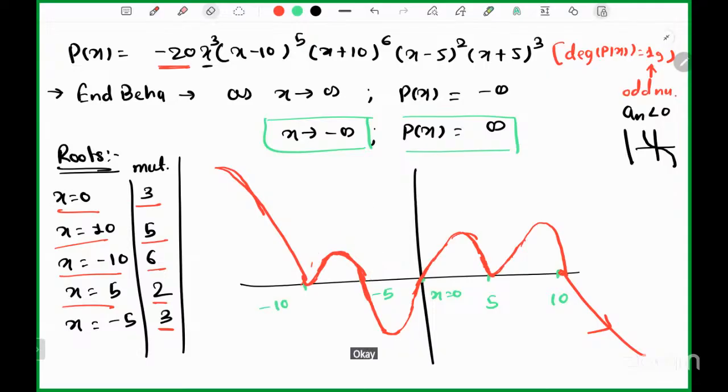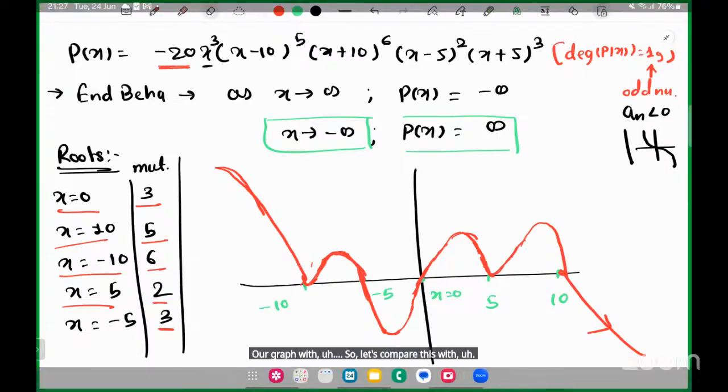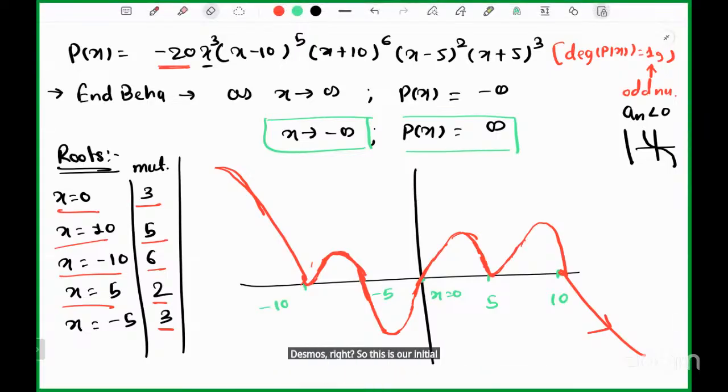Okay, is it clear how we have drawn this graph? Yes. Okay, so now let's compare our graph with Desmos. So this is our initial graph. Can I share multiple screens? Okay, so let me share. Let's compare this one with the Desmos graph.